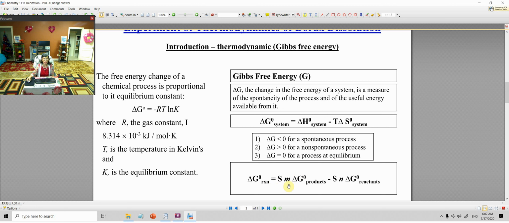Delta G can be calculated using the delta G for your products. This is a sigma, this is the sum. So the sum of your products' delta G minus the sum of your reactants' delta G. The smaller n and smaller m represent the coefficients for the associated reactants and products. Again, this capital sigma represents the sum.